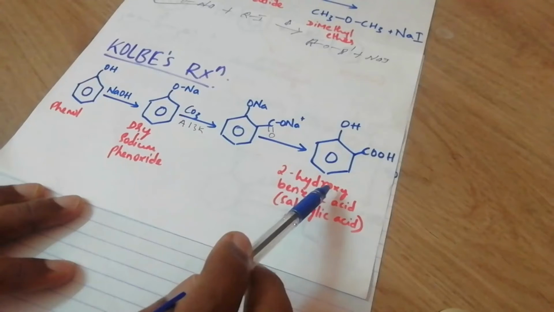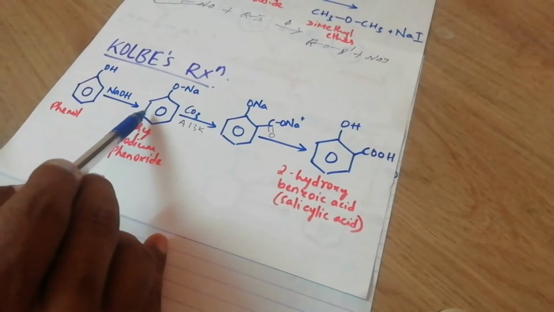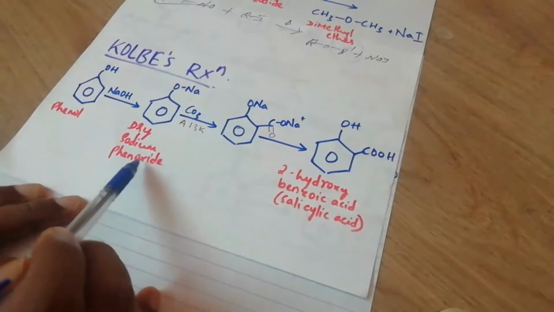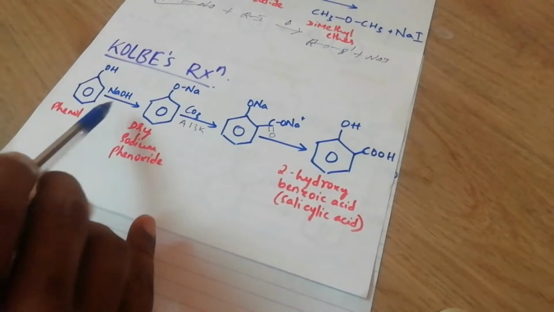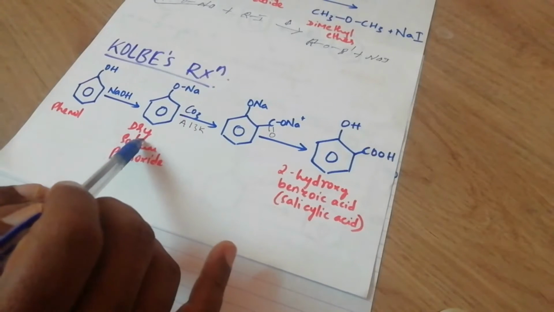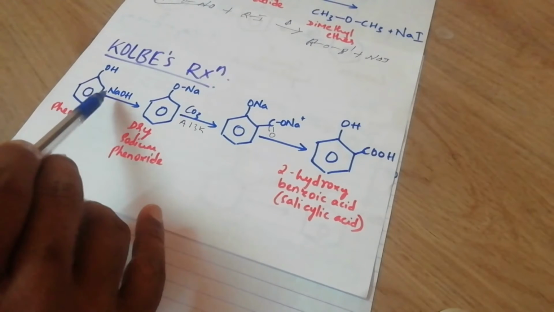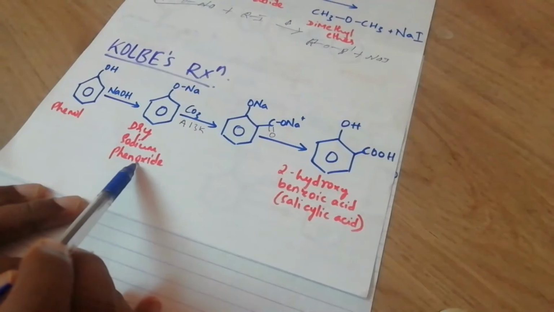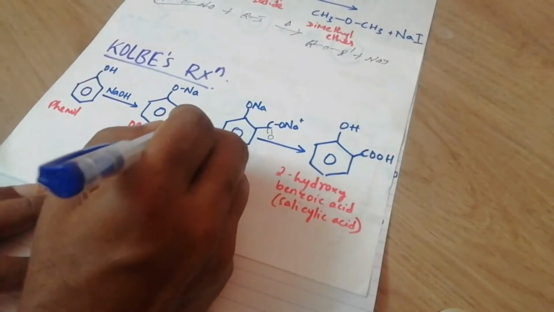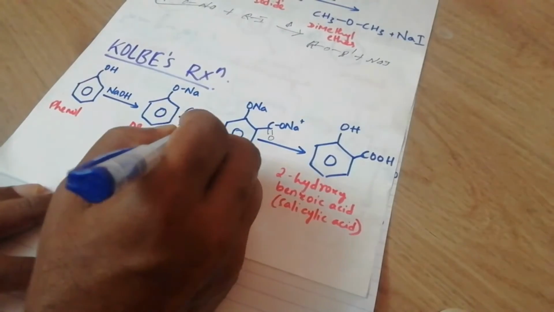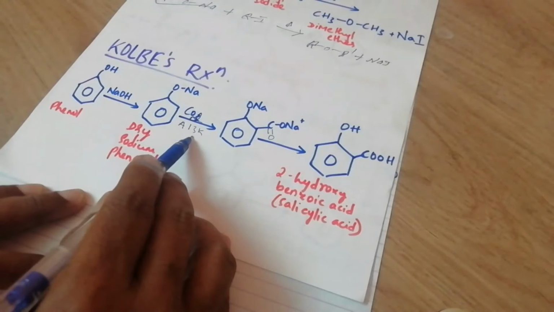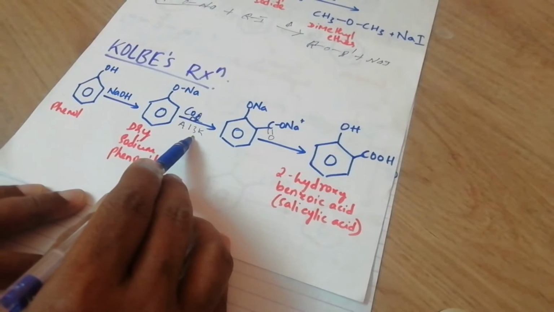Phenol is converted into salicylic acid through many steps. Step number 1, first phenol is converted into sodium phenoxide. Phenol is treated with solid NaOH. Because phenol is acidic in nature, it reacts with base and is converted into sodium phenoxide. This sodium phenoxide is treated with carbon dioxide gas, CO2 gas, at 413 Kelvin.